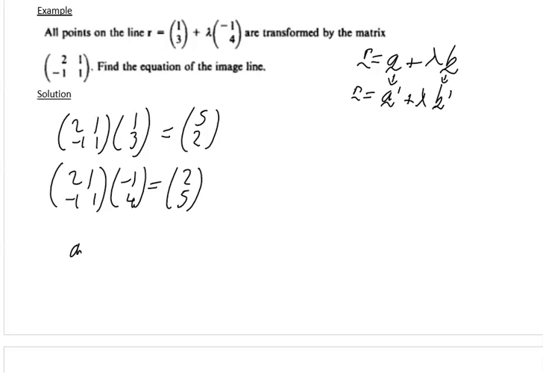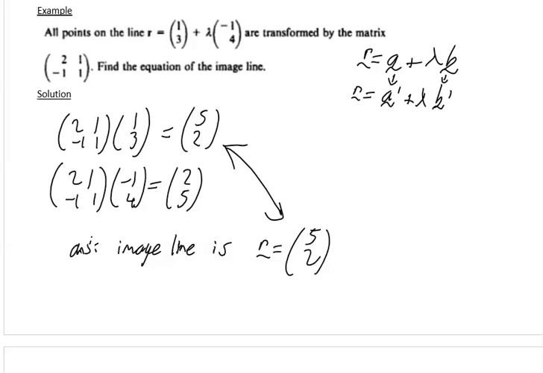Okay, so your answer, your image line is r is equal to, so this was my first bit here, so it was 5, 2 plus lambda, and this was my second bit, it was 2, 5, done.